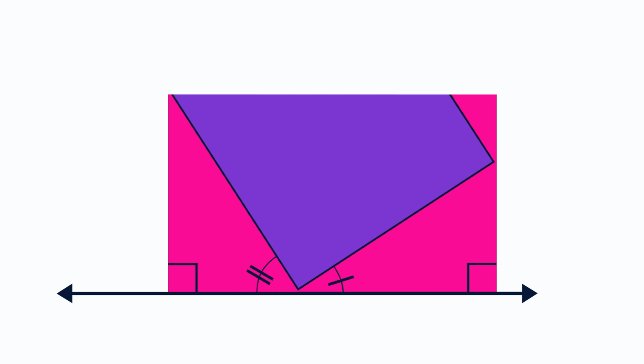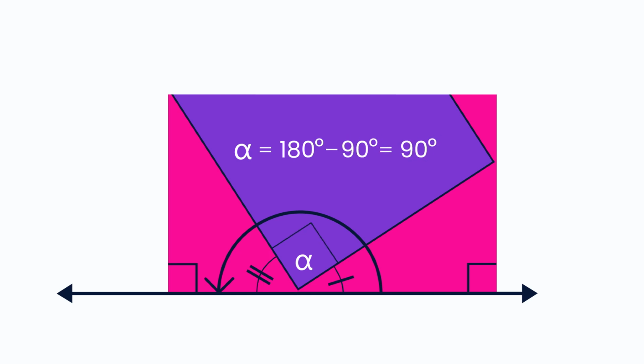Now, let's zoom in on just one of the edges of the outer square. Recall that 1 half rotation is 180 degrees. Since the angles labeled with 1 and 2 hash marks equal 90 degrees in total, the remaining angle you want to find, here named alpha, must be 180 degrees minus 90 degrees, which is 90 degrees.